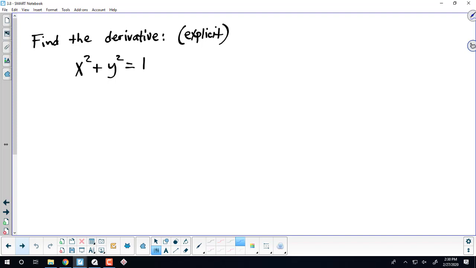What we're going to start off with is taking an example like x squared plus y squared equals 1, where we can solve for y. We'll use this example to show that if we solve for y first and then find its derivative, it will match with taking the derivative implicitly. That way we can have a little faith that the method does actually work. So, find the derivative explicitly. That means we're going to have to solve for y.